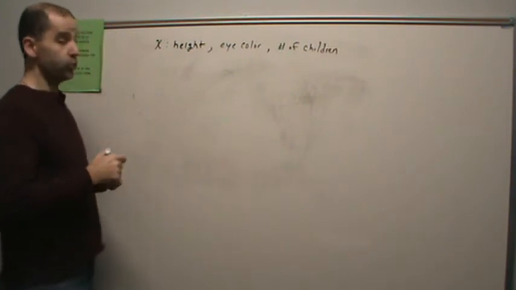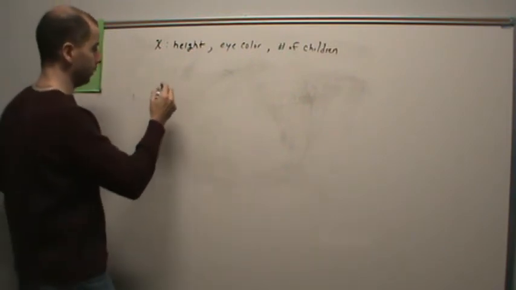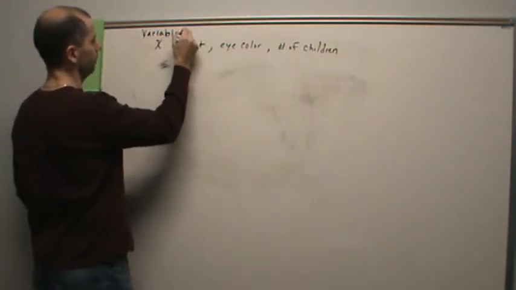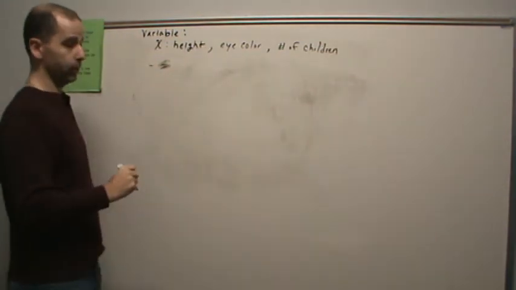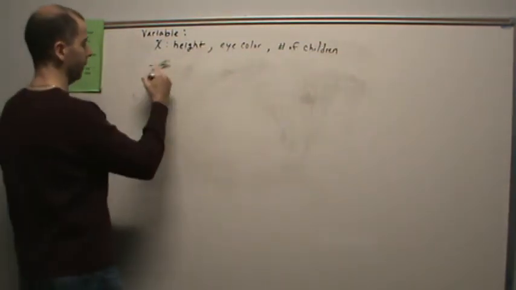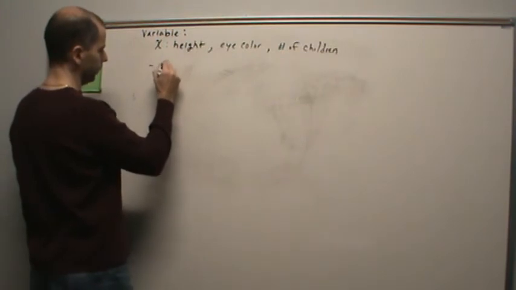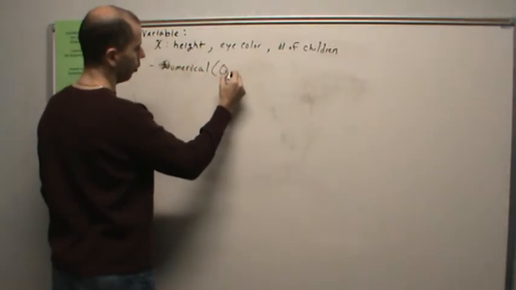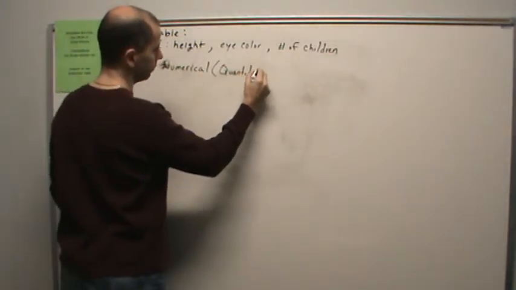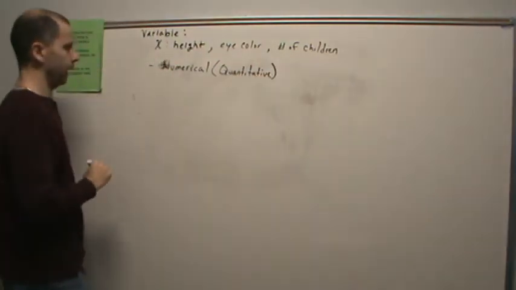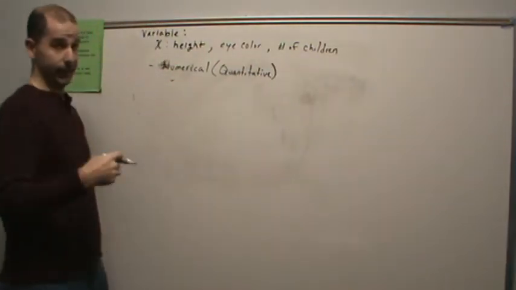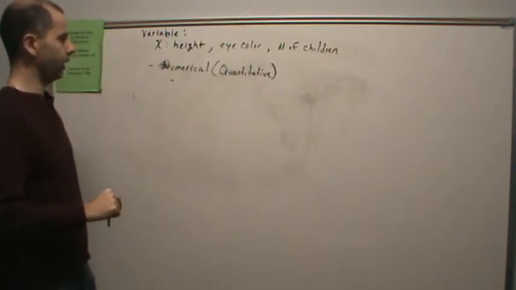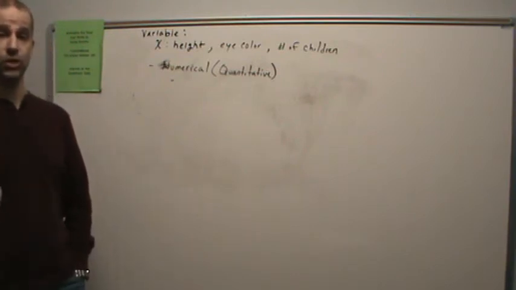Now, there are two types of variables that we're going to study. The first type of variable is what we call a numerical variable, or quantitative. Obviously it has to be a number. So a numerical variable is anything that's measured using some number.